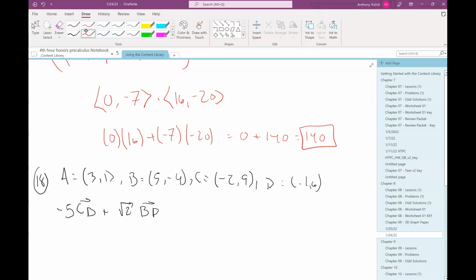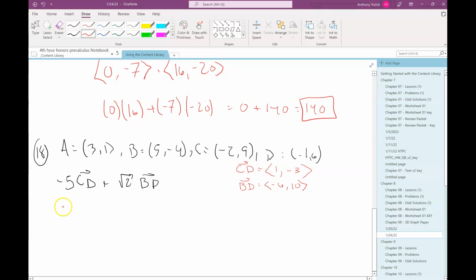Okay, so the first thing I'm going to do is calculate CD. So that's going to be head minus tail, so negative 1 minus a negative 2, and then 6 minus 9, so negative 3, and then BD. So again, head minus tail, so negative 1 minus 5 is negative 6, and then 6 minus a negative 4 is 10.